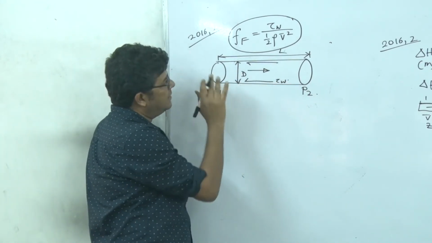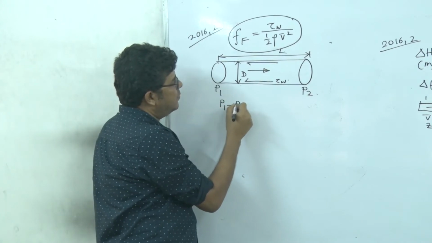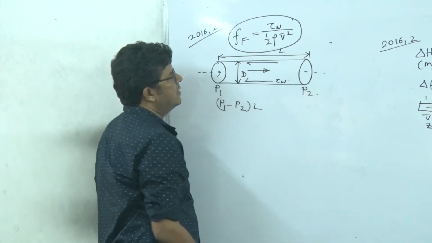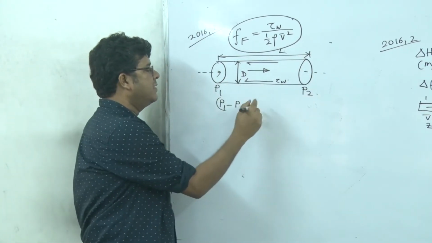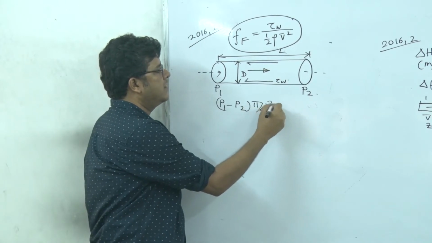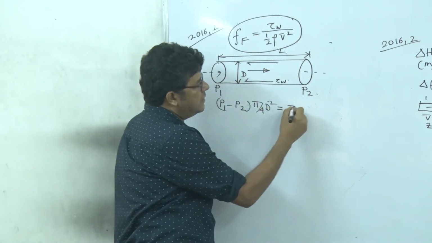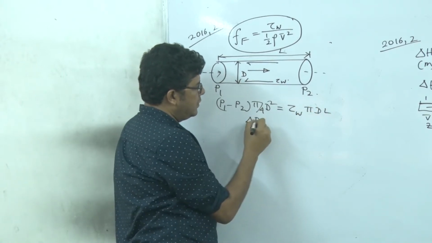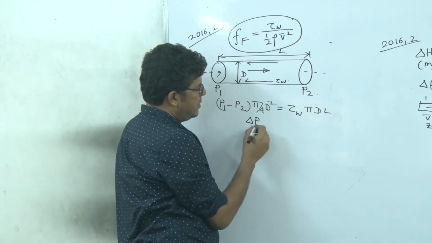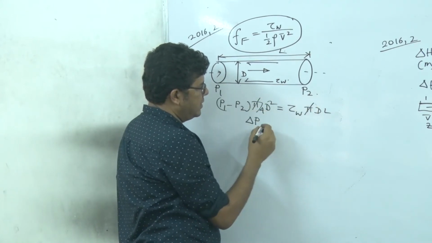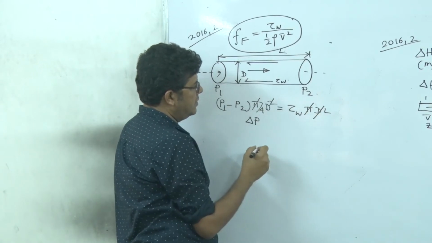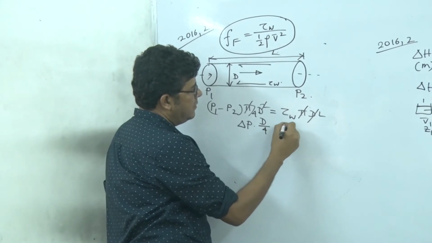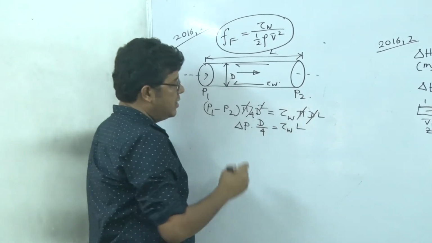So from force balance, immediately we can write that (P1 minus P2) into pi by 4 d square, that is the net force, is equal to tau W into pi d L. So delta P, this pi cancels out, d cancels out, so delta P into d by 4 is equal to tau W into L.